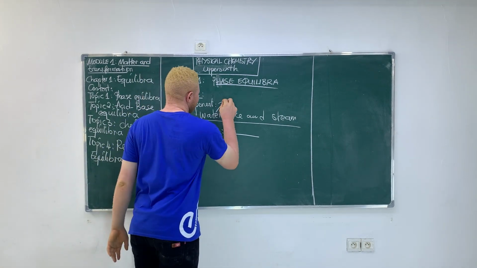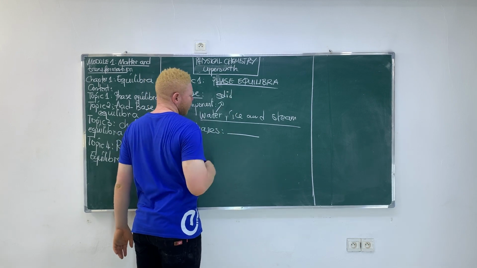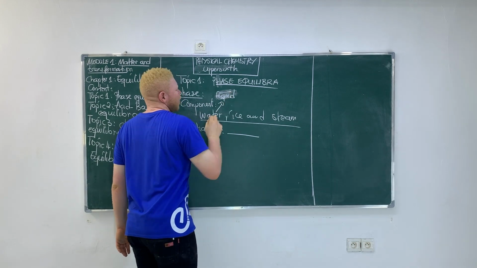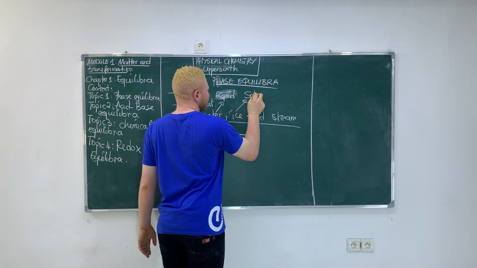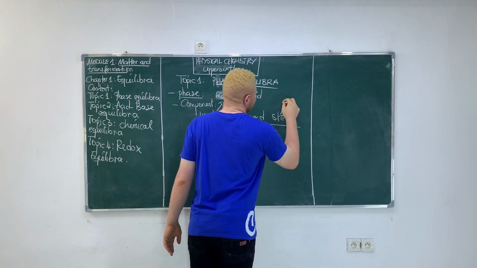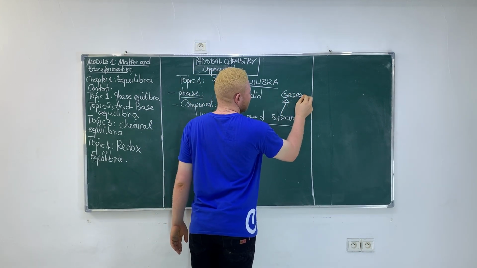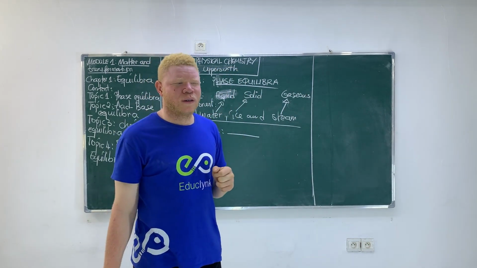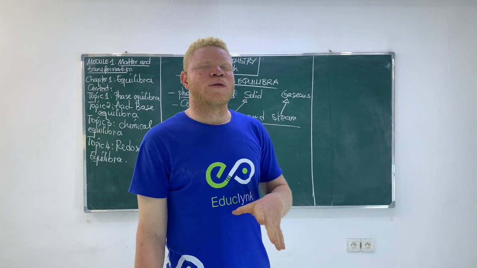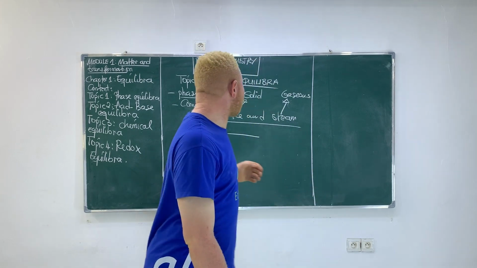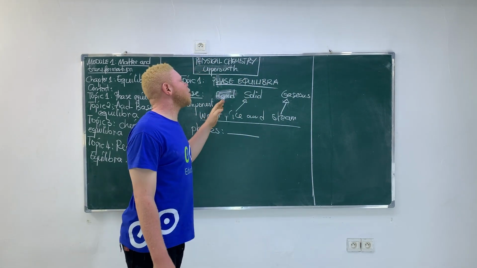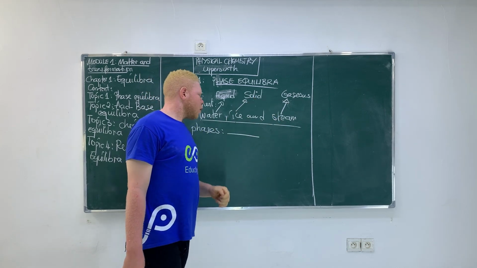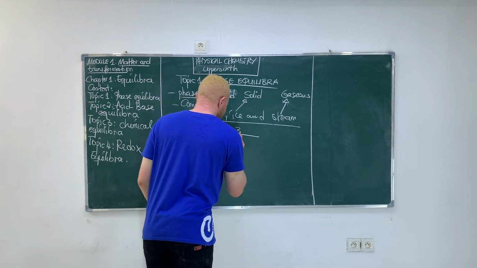Ice, which is the solid state. Water, which is the liquid state. And steam, which is the gaseous state. So in this case, we're looking at the physical states of matter in the system. We have water, normal water, which is the liquid, ice, which is the solid, and steam, which is the gaseous state. In this case, we have three phases.